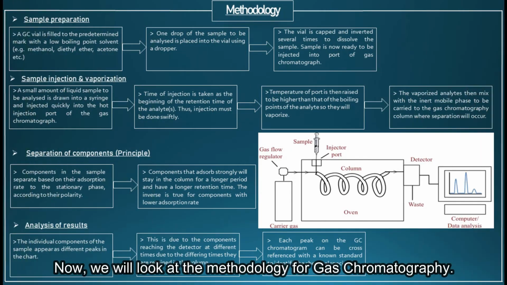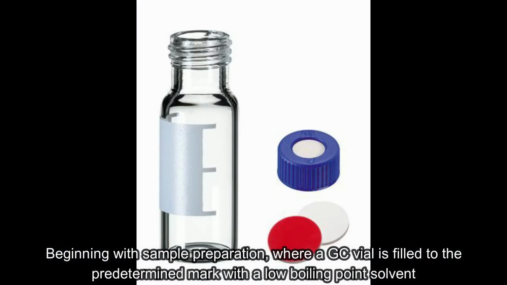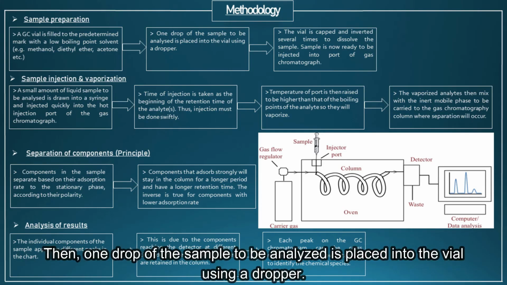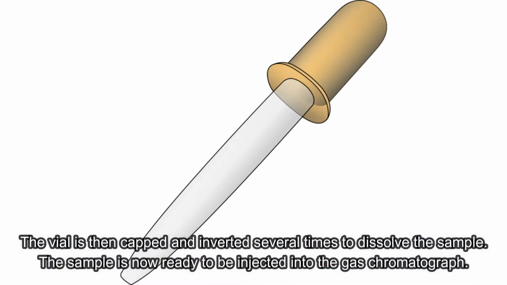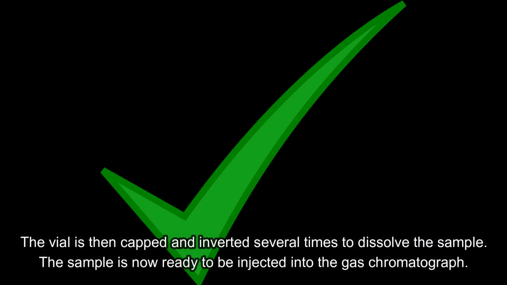We will look at the methodology for gas chromatography, beginning with sample preparation, where a GC vial is filled to the predetermined mark with a low boiling point solvent, such as methanol, diethyl ether, or acetone. Then, one drop of the sample to be analyzed is placed into the vial using a dropper. The vial is then capped and inverted several times to dissolve the sample. The sample is now ready to be injected into the gas chromatograph.